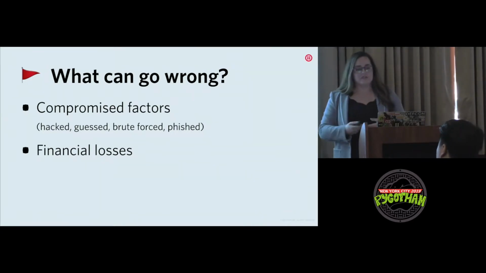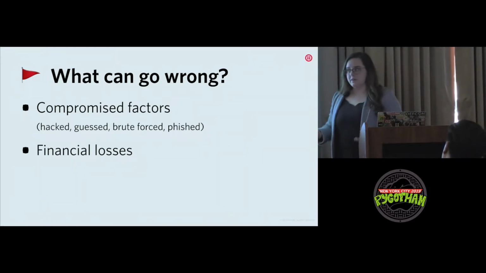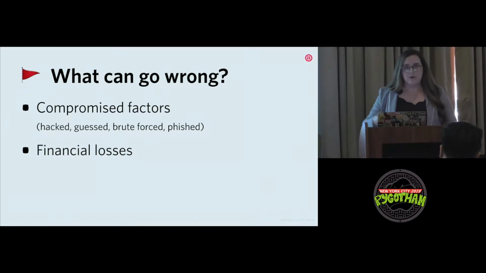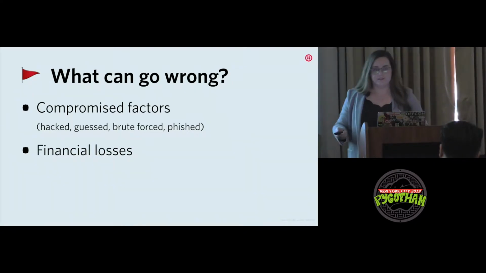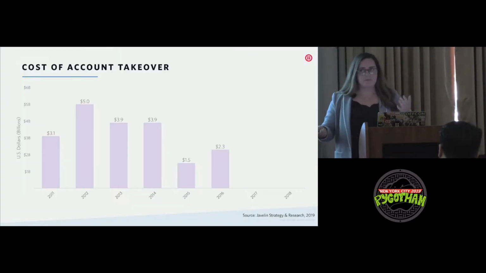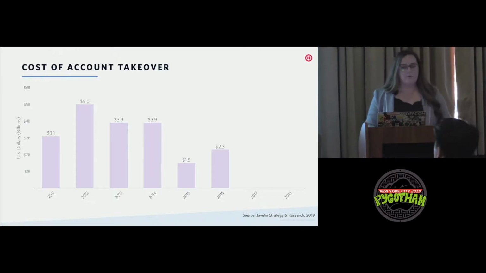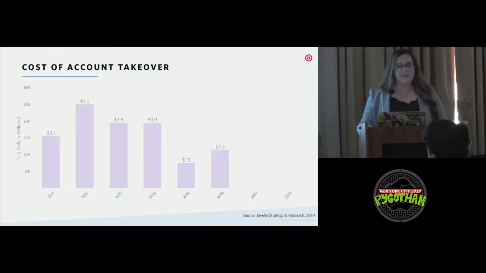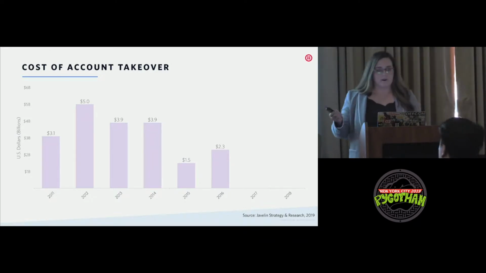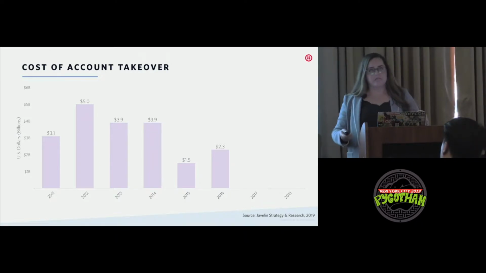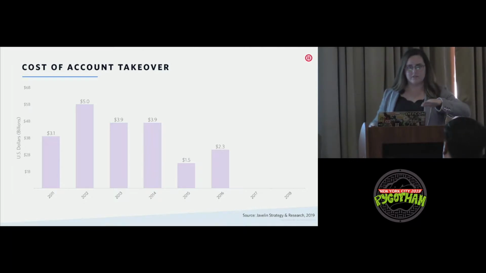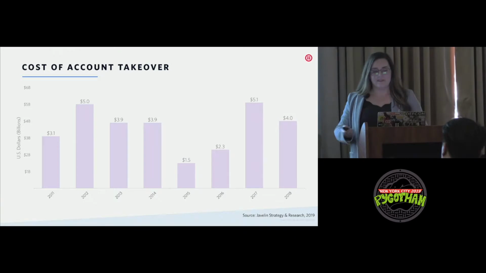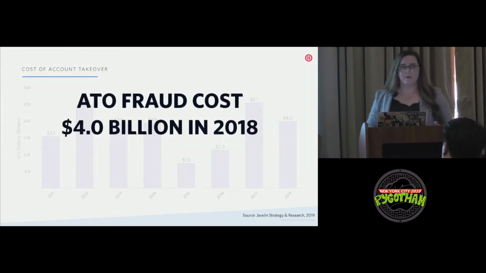When any authentication method is compromised, it often results in financial losses for the end user or for the company who allowed this to happen. And just to put some data behind this, it's a big problem. This is the cost of account takeover in billions of dollars every year, and it's getting up into like the $5 billion range. It dropped off in 2015 because that's when chip and PIN was introduced in the US on credit cards. But it's gone back up in the last couple of years, and this is a $4 billion problem right now.